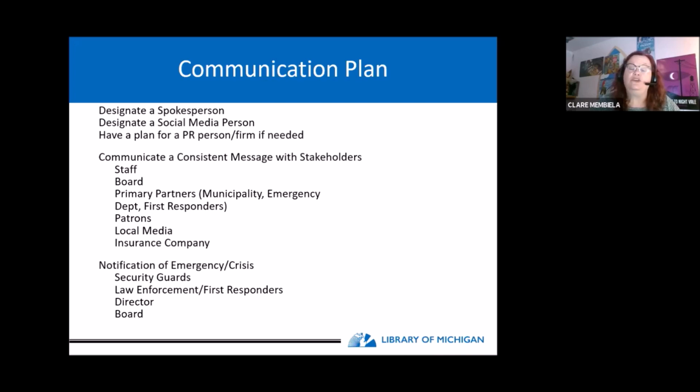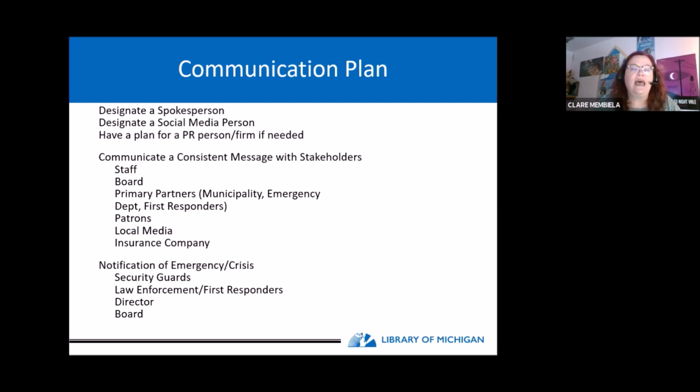You want to designate a social media person. They could be the same person, but someone who is skilled with social media. What if you have something embarrassing that goes viral? You have an unfortunate board meeting where someone loses it, or like the one recently in Grand Rapids or Traverse City, not the library one, but the city one where the guy pulled out a gun. That video could go viral and it could have a negative impact on your reputation.